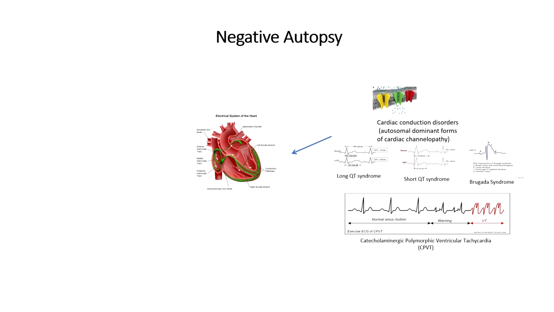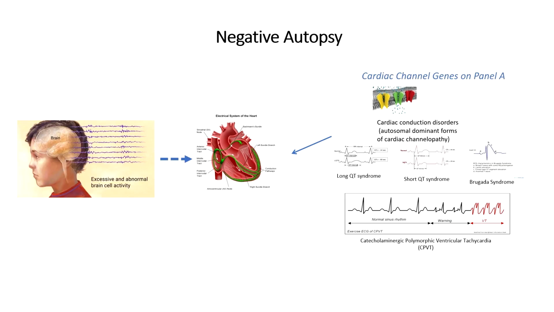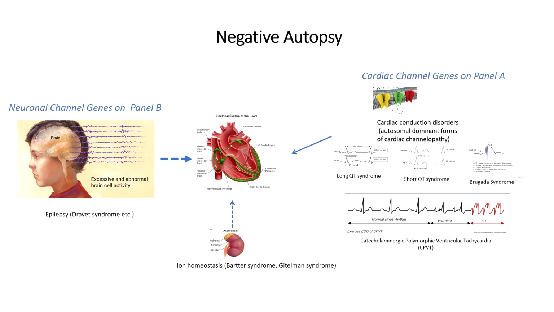Other diseases that indirectly cause fatal cardiac arrhythmia include epilepsy. In this situation, we analyze neuronal channel genes on our panel B. Additionally, kidney disorders such as autosomal recessive Bartter syndrome and Gitelman syndrome can cause fatal cardiac arrhythmia, and the renal channel genes are on our panel A to be analyzed. In summary, autopsy-negative cases is where we analyze combined panel A and panel B.